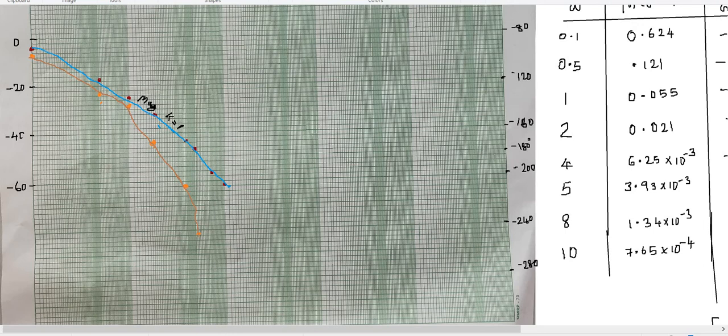So what is the next step? We have to find the value of gain K for which the gain margin is equal to 6 dB. So what is gain margin? How can you find out the gain margin?